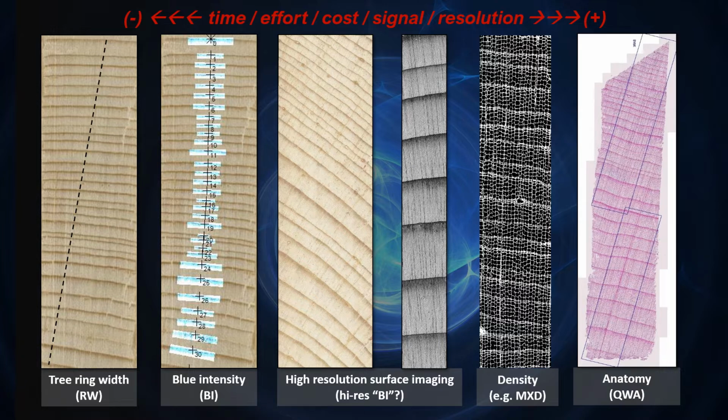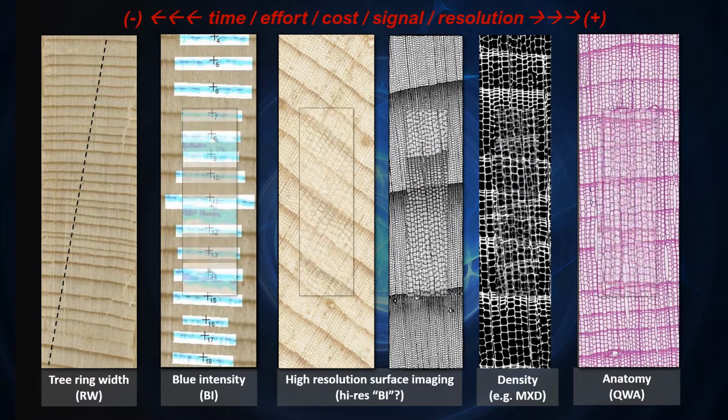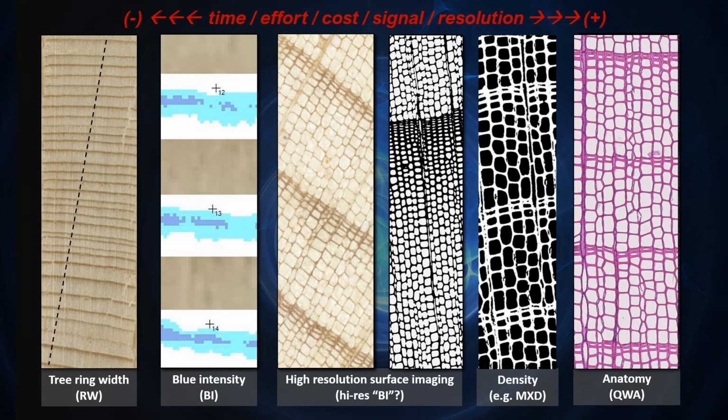And if we look at resolution specifically, we can see where maybe some of the issues might be looking at blue intensity, because if we zoom in, clearly with blue intensity, the resolution is relatively low compared to some of the other tree-ring parameters that we see here.